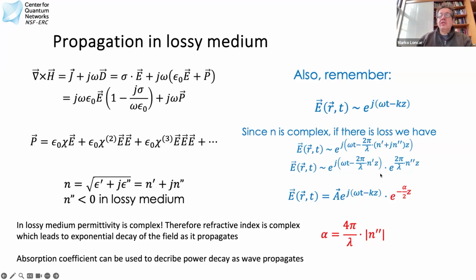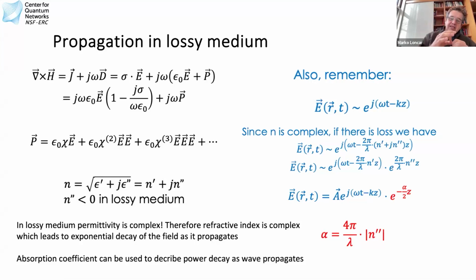Okay, and so you can see where the losses can come from, and why this complex treatment actually makes sense. If you look at Maxwell's equations, this is one of them: curl of H equals the current in the system plus j omega times this D field, right? J is basically conductivity sigma times electric field, whereas vector D can be written as the medium permittivity times electric field plus polarization. This polarization basically tells you how the medium responds to the electric field.